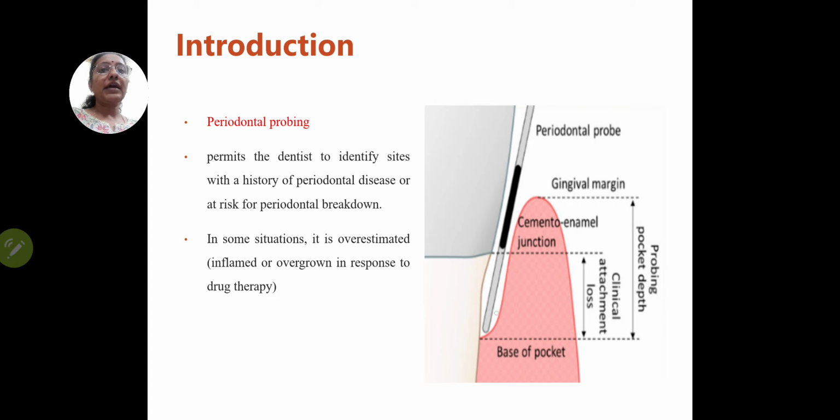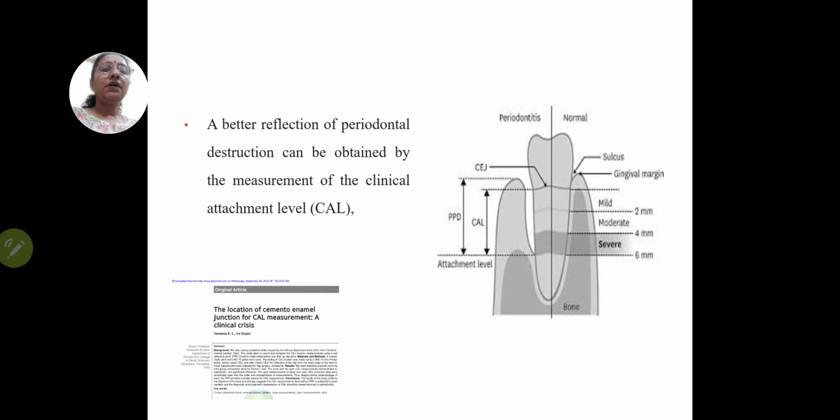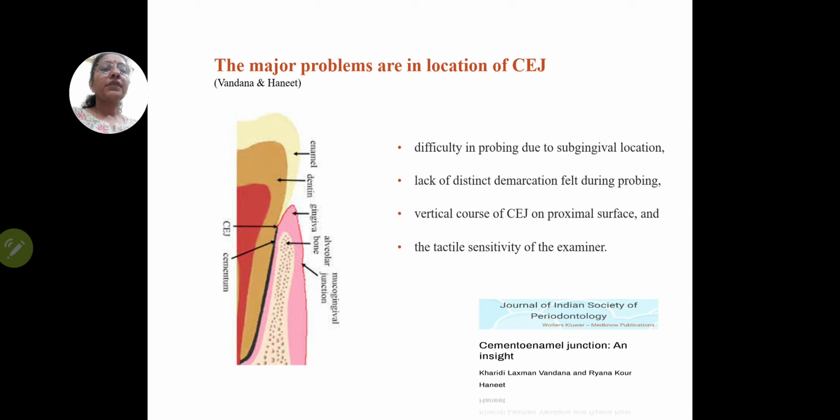But still, probing accuracy and precision can be questioned as they are affected by probe position, pocket depth, inflammation, and enlargement. A better reflection of periodontal destruction can be obtained by the measurement of clinical attachment level, that is CAL, and a wonderful paper written by Dr. Vandana KL, must read. The major problems in location of CEJ are difficulty in probing due to its subgingival location.